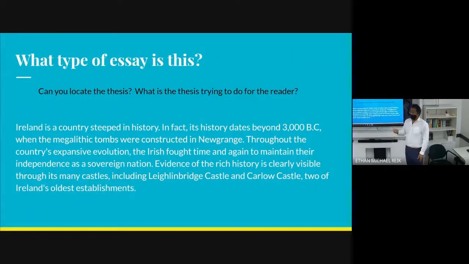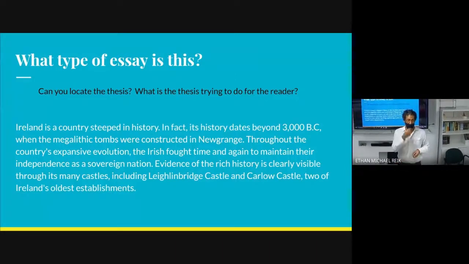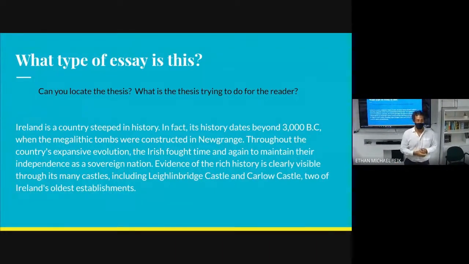Okay, so now I'm going to break you into some groups, and I'm going to ask you to go online. Did you already do that? I want you to go online in your groups, and locate the topic, and then I also want you to highlight the argument that they're trying to make, and also what type of essay it is.